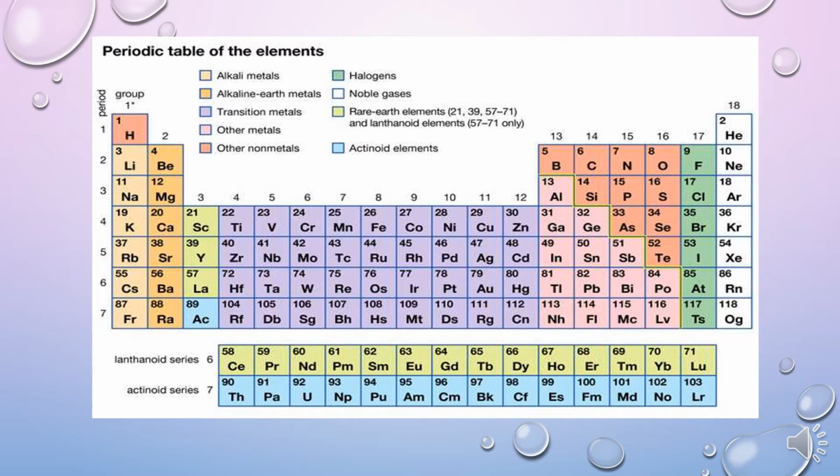There are 18 vertical columns in the periodic table. You can see in the periodic table 1, 2, 3, 4, 5, 6, 7, 8, 9, 10, 11, 12, 13, 14, 15, 16, 17 and 18. In the periodic table, they are numbered 1 to 18 from left to right, which are called groups. The elements of a group show similar chemical properties.